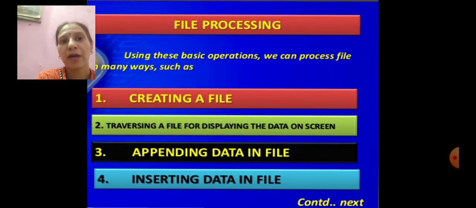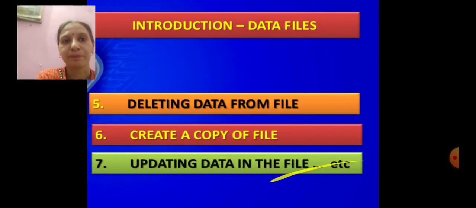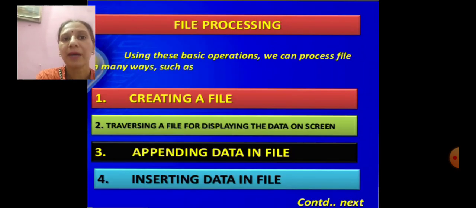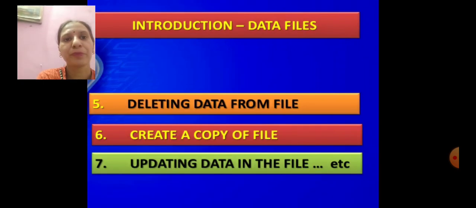The basic operations for file processing are creating a file, traversing a file for displaying the data on the screen, appending data in the file, which means updating the file, and inserting data into the file. Then we can delete data from the file, we can create a copy of the file, and we can update the data in the file, etc. These are the basic operations we perform on files.